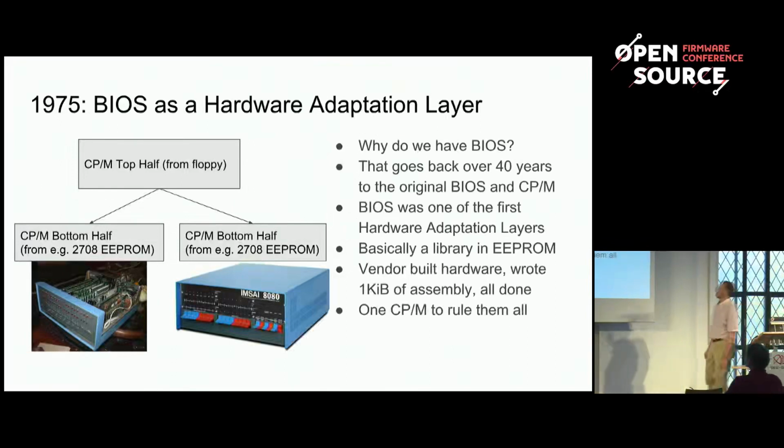But what is a BIOS? And I got to thinking about this, and part of the reason is almost embarrassing. I wrote my first firmware 40 years ago this year, and it gives you some perspective.